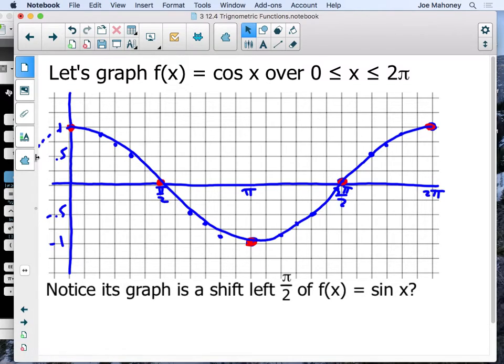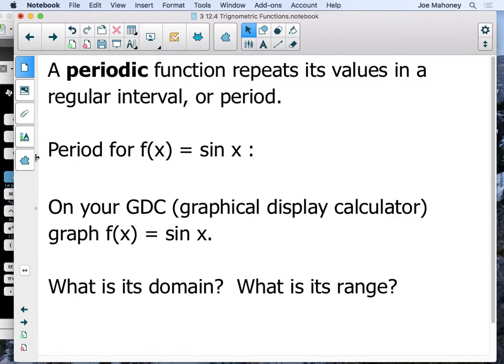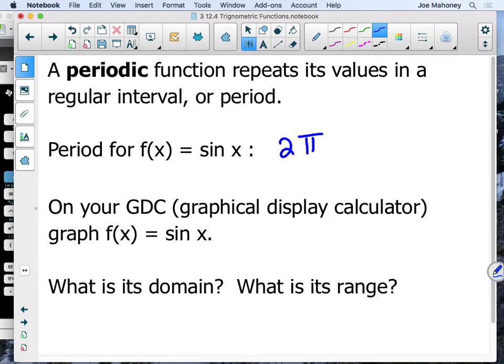So again, we call these functions periodic functions because over a certain interval, they repeat themselves. What you noticed was that the period of sine x and of cosine x was 2 pi, meaning that it does one cycle of the graph every 2 pi.